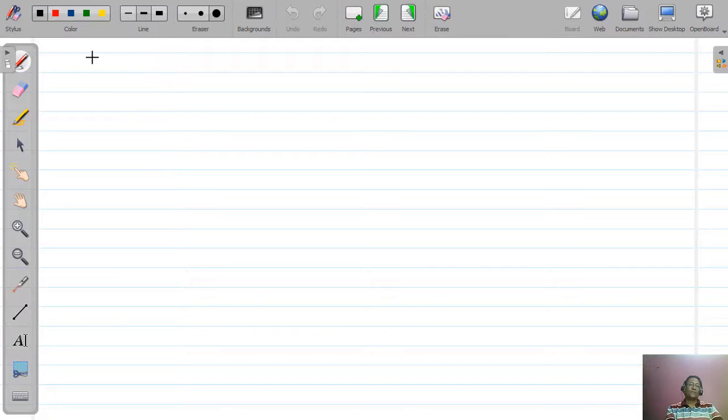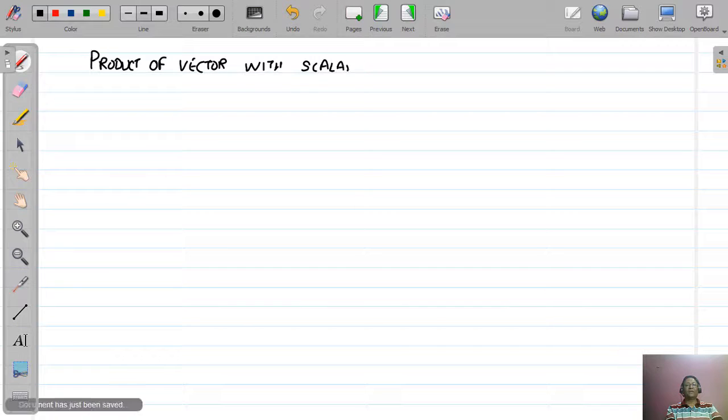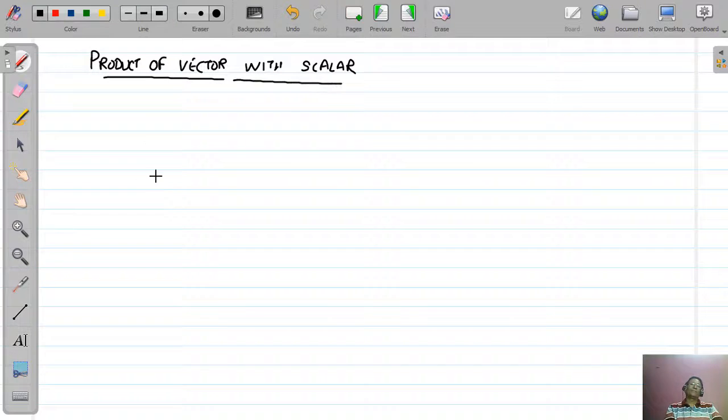First we take the product of a vector with a scalar. We have already told that a scalar is a number, and if a vector is multiplied by a number, its direction remains unchanged. There is no change in the direction, only the magnitude changes. Say vector A is a given vector, and we multiply this vector with a scalar number k.